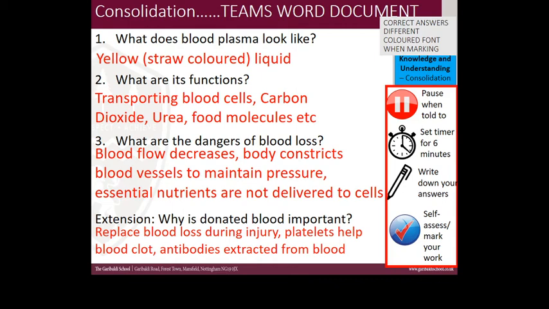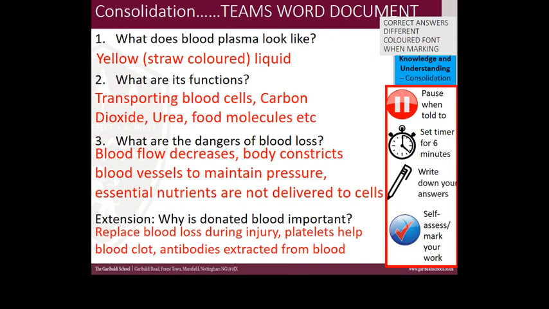Some people, especially people who have survived COVID, will have white blood cells, antibodies. Platelets help blood to clot. Some people have a certain disease, they're called hemophiliacs, which means they don't have enough platelets.